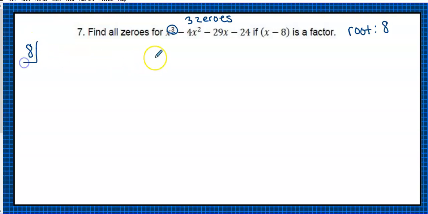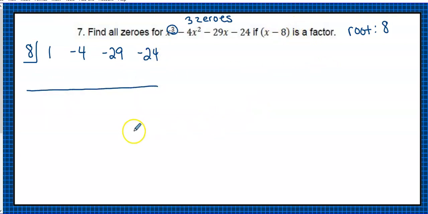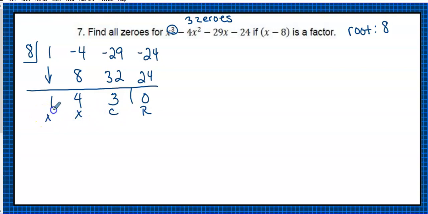I'm going to put our 8 here, and then we'll have coefficients of 1, -4, -29, and then -24. And when we do this, we should have a remainder of 0 because we've been given the fact that x minus 8 is a factor. So let's bring down our 1. 8 times 1 is 8, add to -4 that's 4, 8 times 4 is 32, so that's 3. 8 times 3 is 24. So when I combine those, I get 0. This is my remainder. This is my constant term, my x term, and my x squared term.